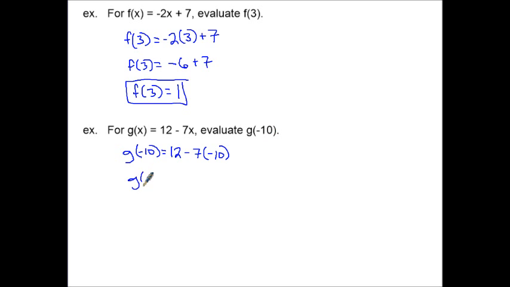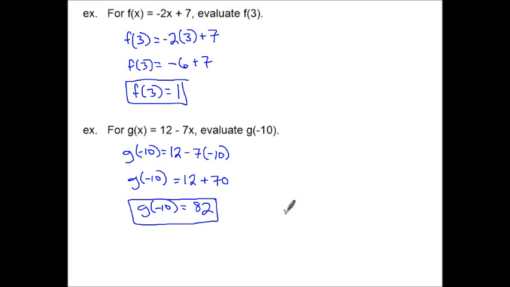So now I've got g of negative 10, which again, hey, I had something and I plugged in a negative 10. So I've got 12, and I've got a negative 7 times negative 10, so that's a positive 70. And so now g of negative 10. So when I plugged in negative 10, what I got out of there was an 82. That's all it is. Again, it just shows me what I plugged in for x and what I got for my y at the same time.